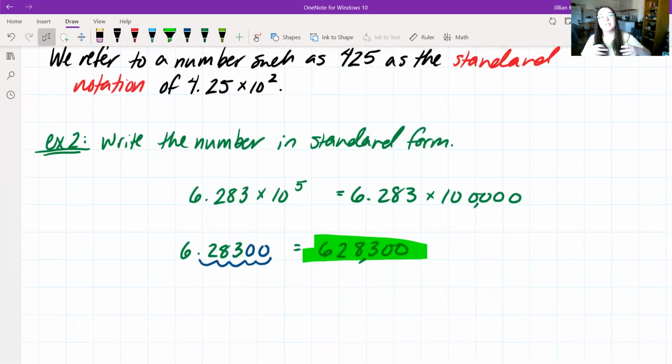So when you're going from scientific notation to standard notation, you're going from this number times 10 to an exponent, and you're turning it into some really small number in a decimal, or a very large number. From standard notation to scientific notation, you're taking these large or small numbers and rewriting them in the form of some number times 10 to an exponent.